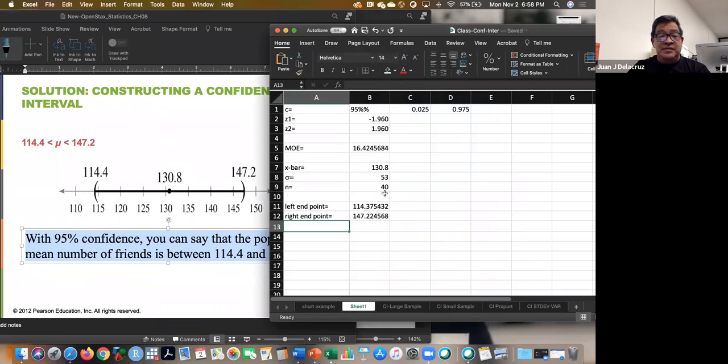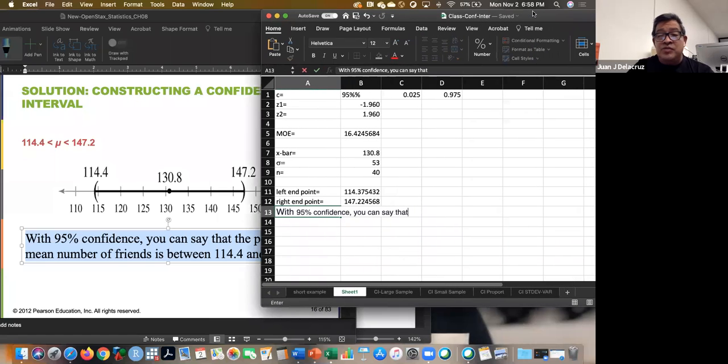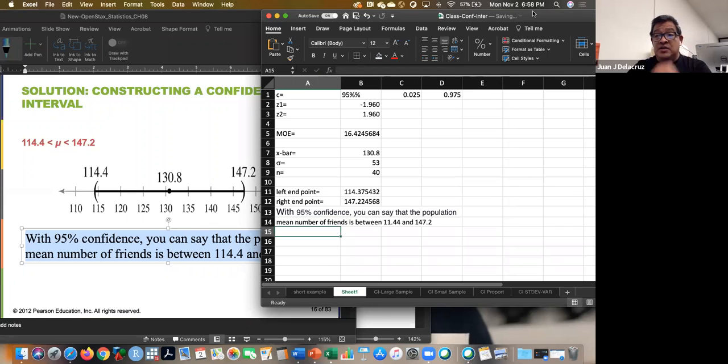So I'm going to type here: with 95% confidence, you can say that the population mean number of friends is between 114.4 and 147.2, right? So once again, if somebody asks you, do you know what is the value of mu?